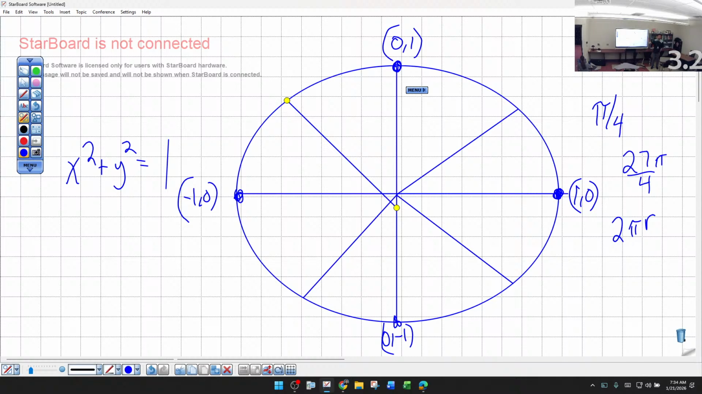And then we talked about negatives. And you can go down for negatives. Ups are positives, downs are negatives.